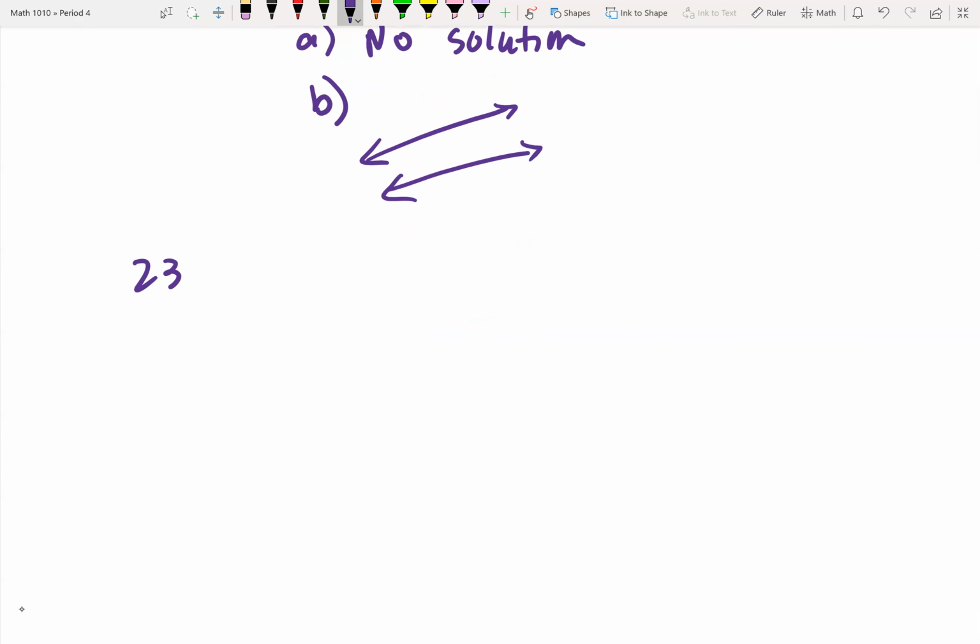Question 23a. Is it a function? Yes, it is, because a vertical line drawn will only hit it once. Question B, the answer is no. Because a vertical line would hit it twice.